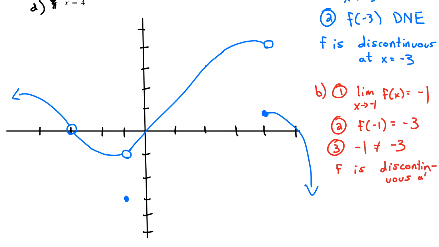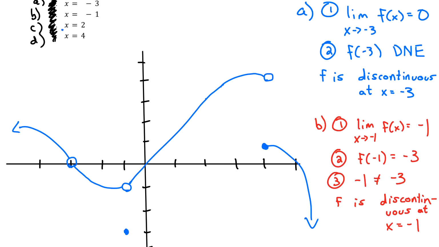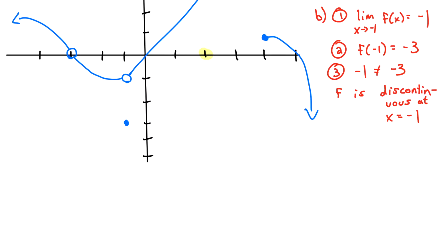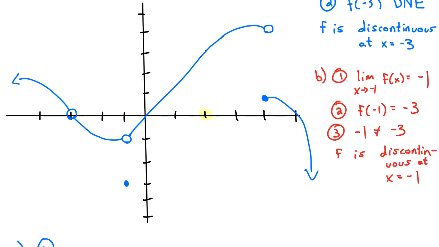Discontinuous at x equals -1. Let's take a look at our next x value. Next we said x equals 2, so we're looking at this x value right here. So let's go ahead and say for part C, x equals 2. Let's look at the limit first of all.